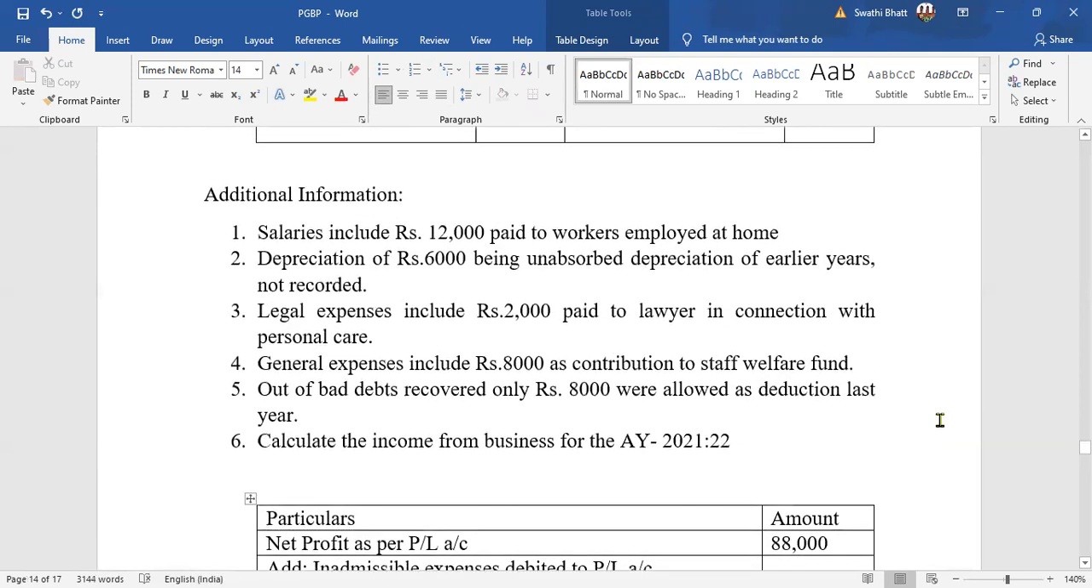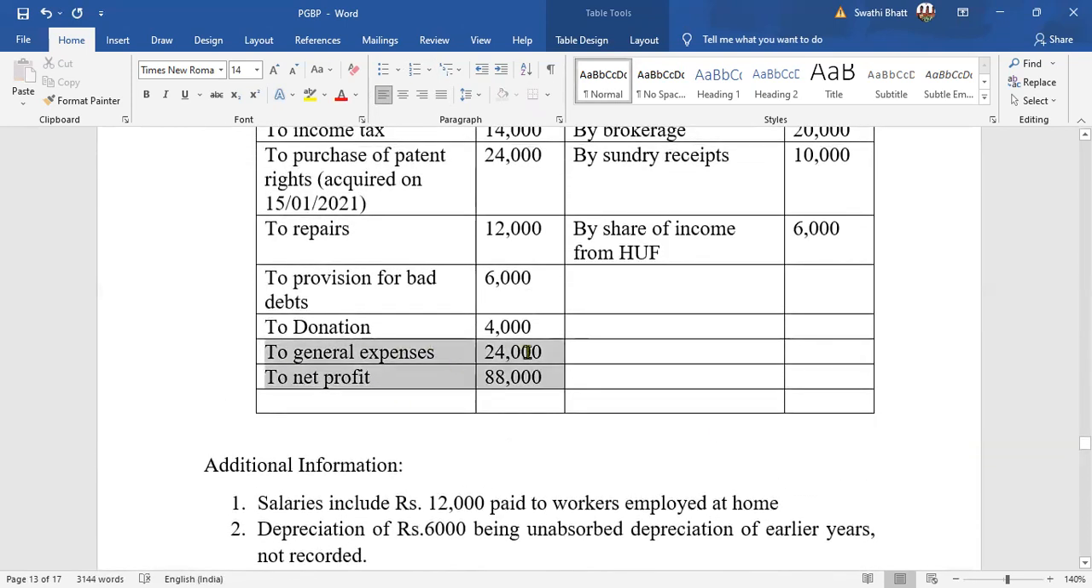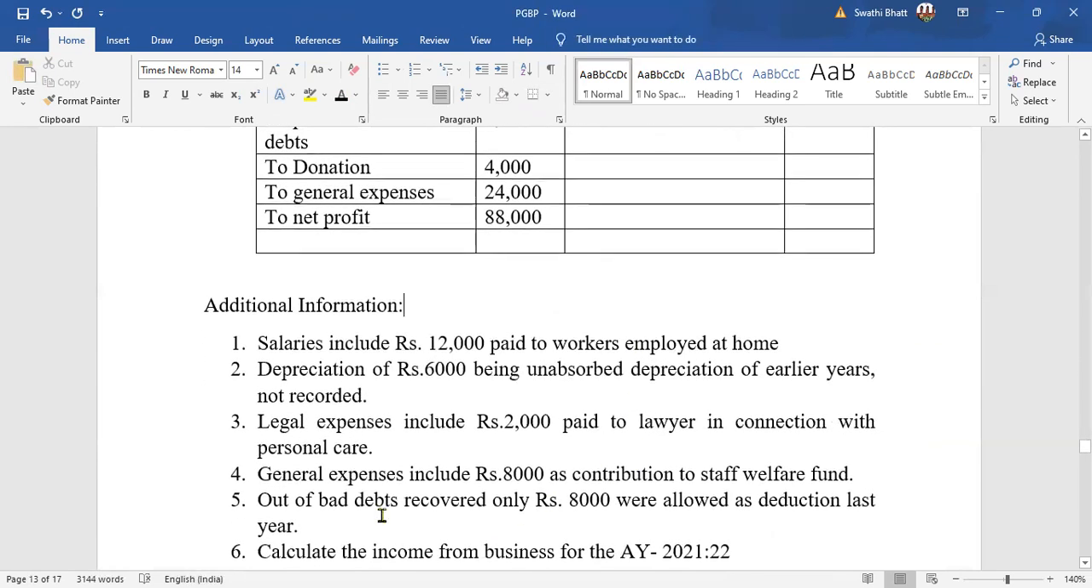And the next item, the last one you have, is general expense. Look if you have anything related to general expense. If you look at point number 4, it states that general expense includes 28,000 as contribution to staff welfare fund. Like I told you even in the class, there are staff welfare fund and staff welfare expense. Staff welfare expense is allowed, or it is admissible. But staff welfare fund is not recognized and hence it is disallowed.